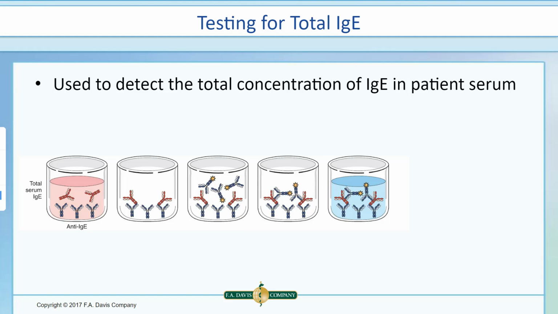We can also test for total IgE in a specimen, so we can use anti-IgE antibodies, and we can quantify that through a series of dilutions and careful concentrations. Here it pictures forming a sandwich ELISA and labeling that, and then we can detect the color change in the medium and quantify that.